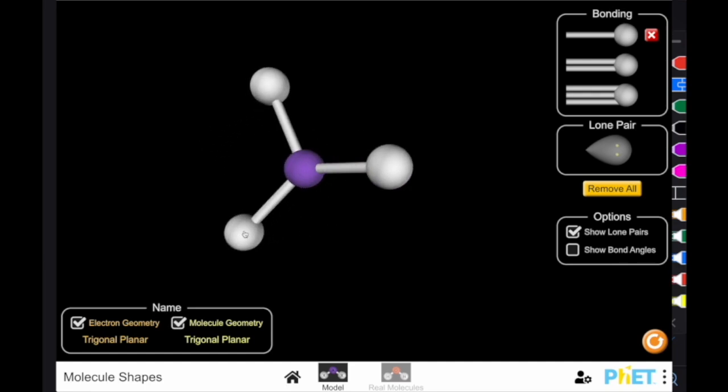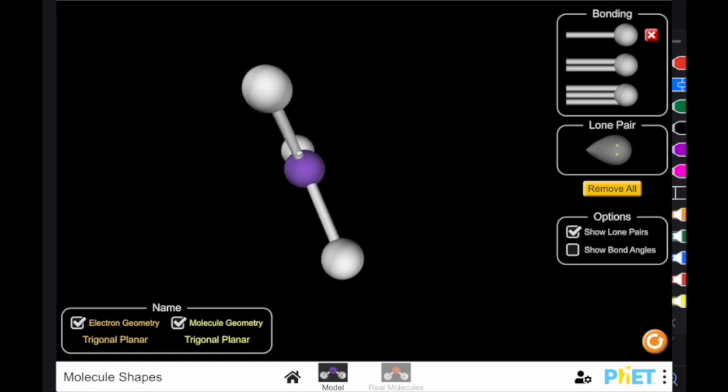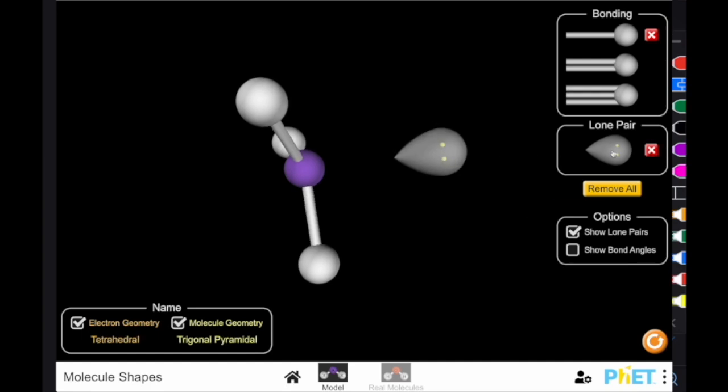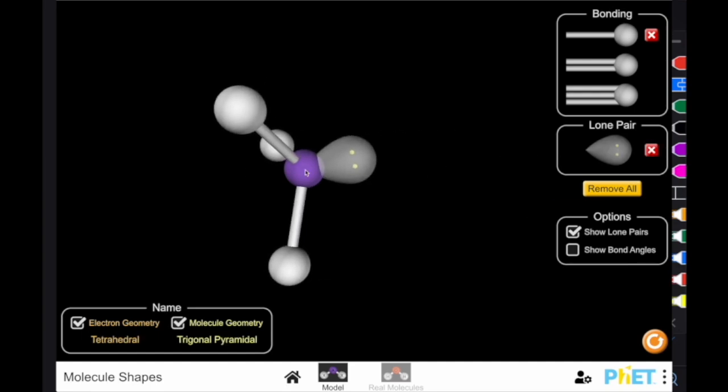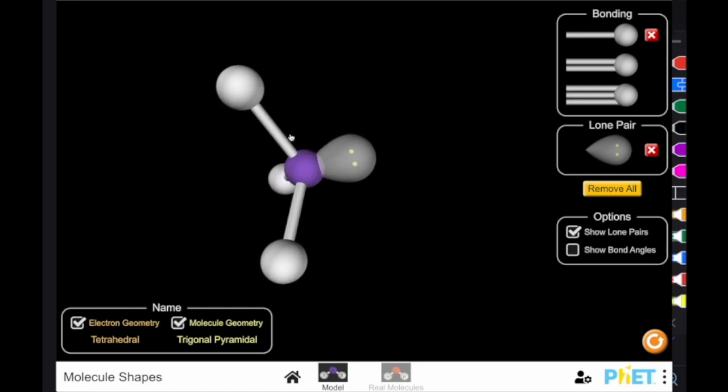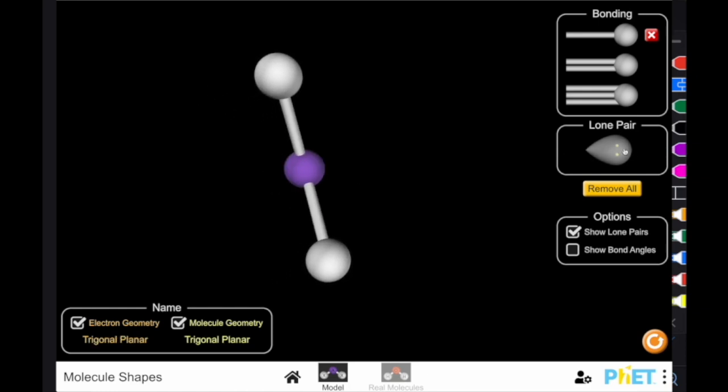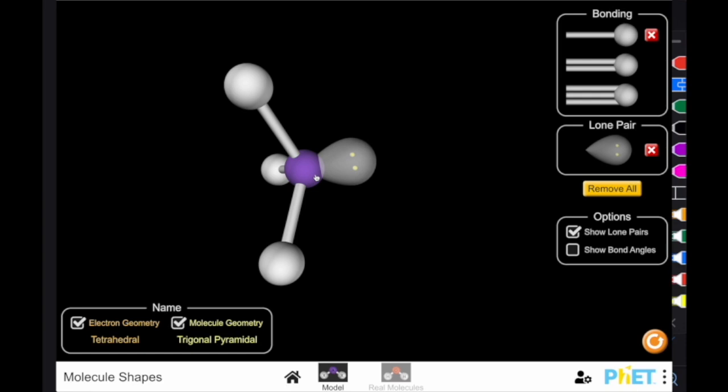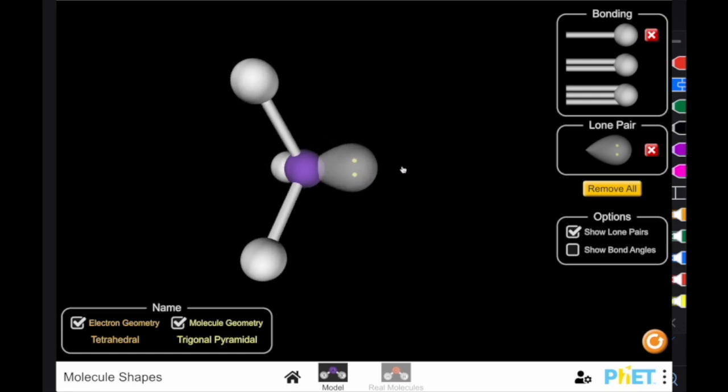Now, if I added a lone pair to that, the steric number goes from 3 to 4. The lone pair, here, let me put this back in a plane. Look what happens when I add a lone pair. It pushes them out of the plane and into a pyramid with a trigonal base. So that's the difference between an Sn of 3, and there's no lone pairs, so it's trigonal planar, and an Sn of 4 with one lone pair, and it's now trigonal pyramidal. But the electron geometry is tetrahedral.